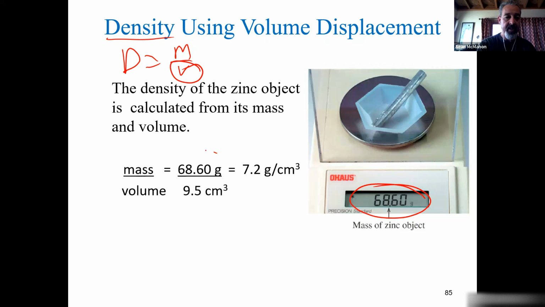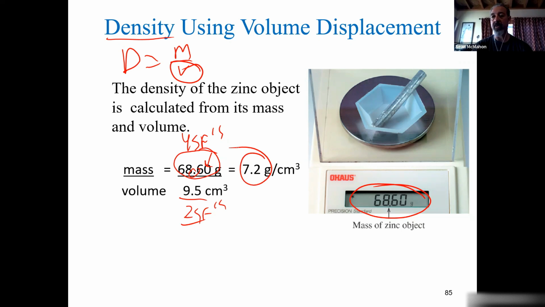68.60 grams. This has 4 sig figs. Why 4? That's a trailing 0 with the decimal, it counts. This has 2, but now I'm doing multiplication and division, so I picked the fewest sig figs. 2 is less than 4, so it's 7.2 grams per centimeter cubed would be the density of this object here.